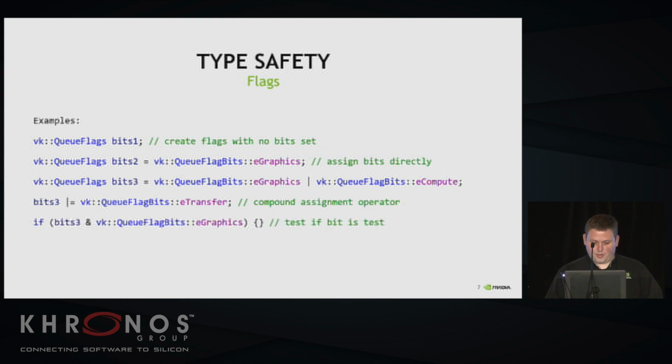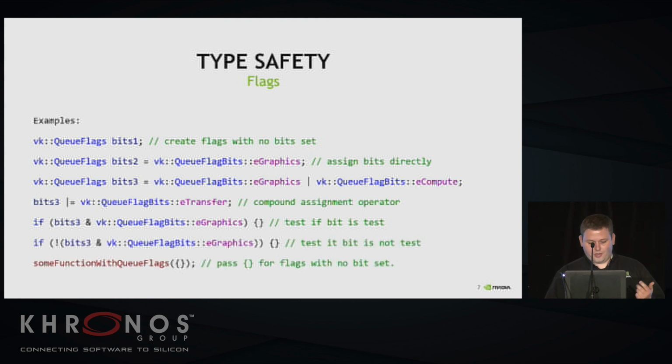You can test if any bit is set, or if a special bit is set, or if a bit is not set. So if you have to pass Flags and you want to say you don't want to have any bit set, in the C API you write 0. We haven't found a 100% compatible way to accept only the number 0. The nearest one would be a null pointer, which also accepts 0. But you can pass just curly braces instead of the 0, and you're passing no bit set.